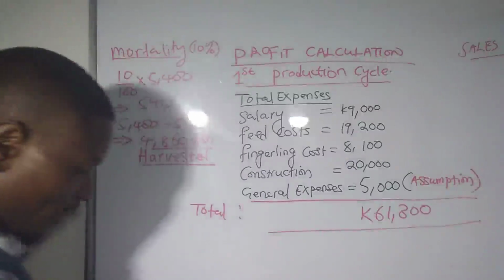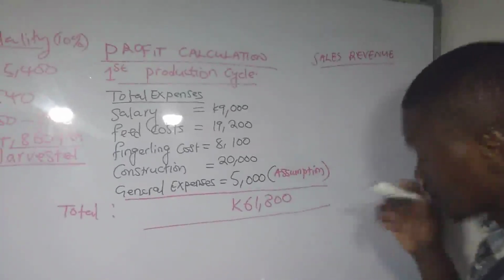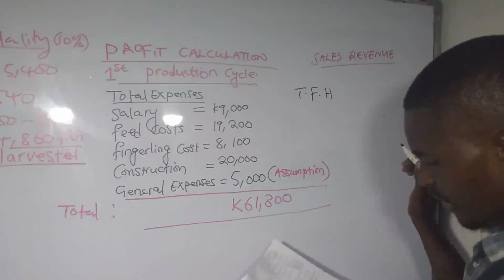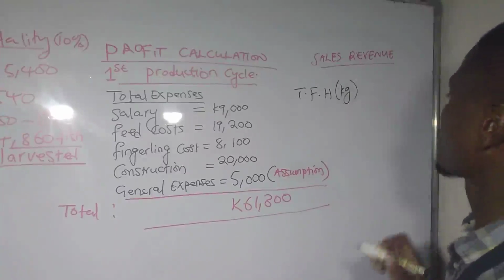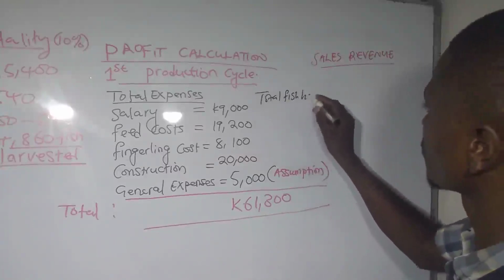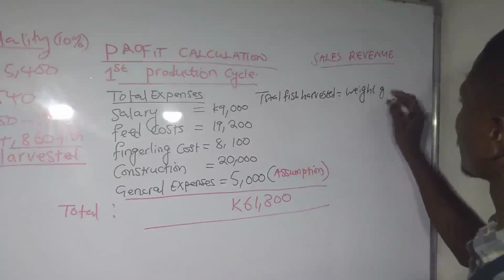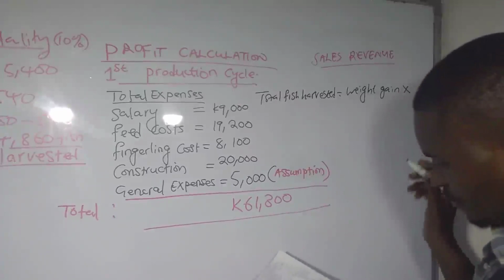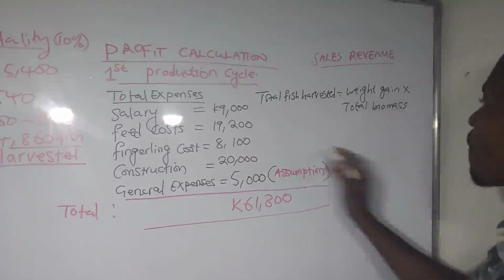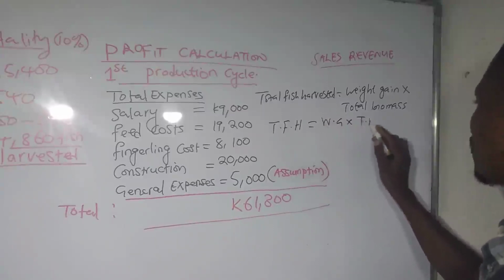Okay, now from there we are going to say that total fish harvested, in terms of the weight, equals weight gain multiplied by total biomass. So total fish harvested equals weight gain multiplied by total biomass.